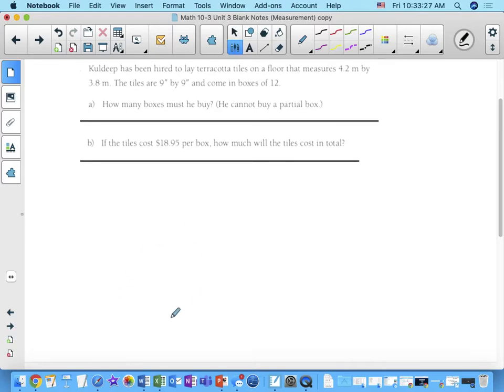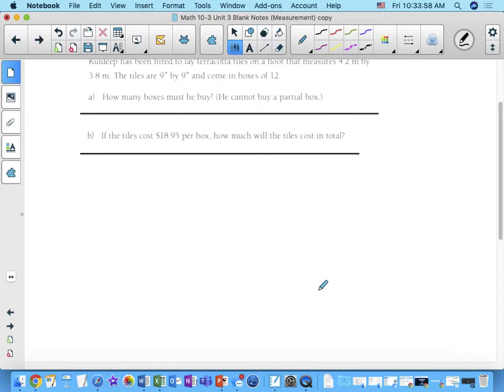Okay, so here's another question. Similar style. Cool Deep has been hired to lay terracotta tiles on a floor that measures 4.2 meters by 3.8 meters. The tiles are 9 inches by 9 inches and come in boxes of 12. First question is, how many boxes must he buy? He cannot buy a partial box. So here we get indication. That's good, right? This is much more clear. Let's deal with that first, okay?